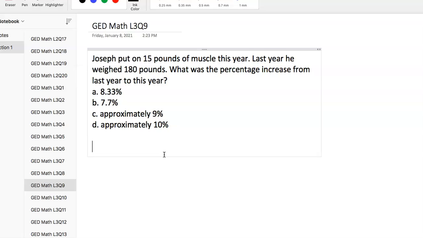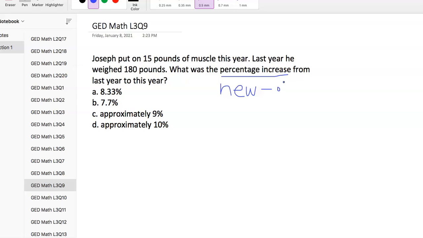Okay, percent change. Joseph put on 15 pounds of muscle this year. Last year he weighed 180. What was the percentage increase? That's the key word we're looking for. Percentage increase from last year to this year. Okay, so percent change. So this is a formula you need to know. Okay, this type of a question is going to show up. There's no stopping it.